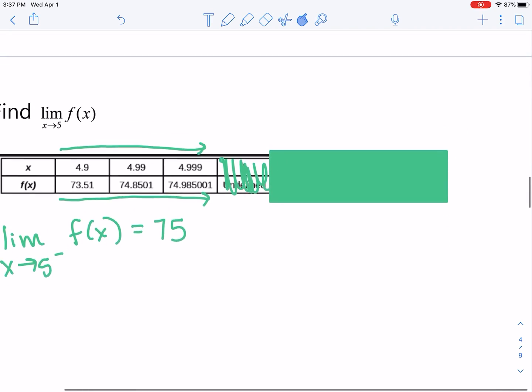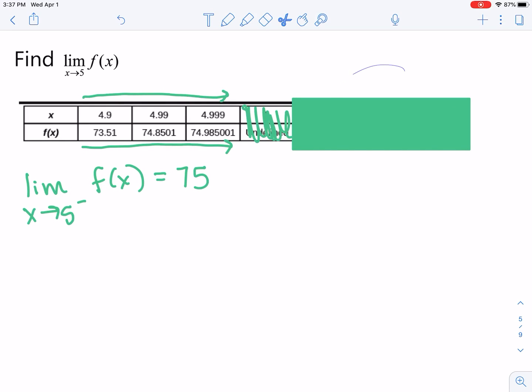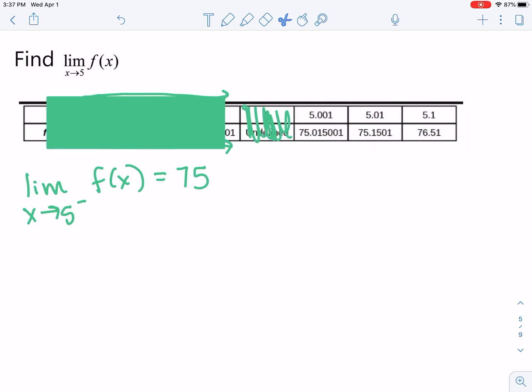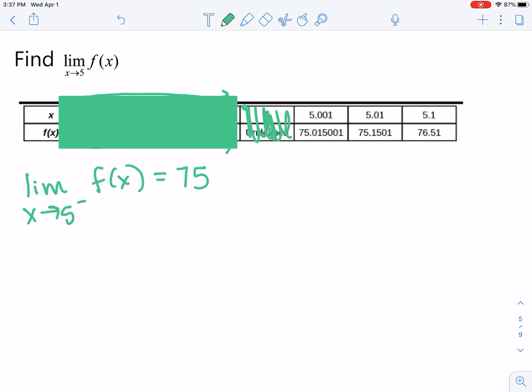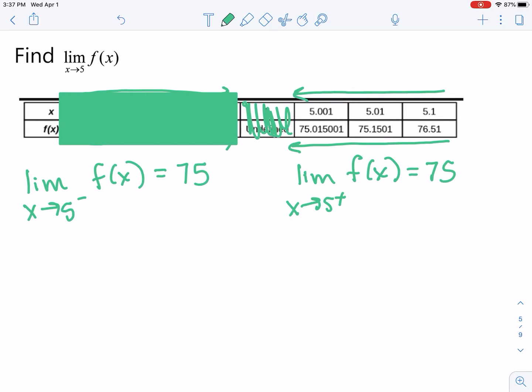Okay, let's try that going this way as well. So I'm going to block out those. Now let's approach 5 from the right-hand side. So see how I'm approaching x equals 5 here? So this would give me the limit as x approaches 5 from the right-hand side of f of x. So if I follow the y's in that same order, what does it look like the y values are approaching? They're also approaching 75, okay?